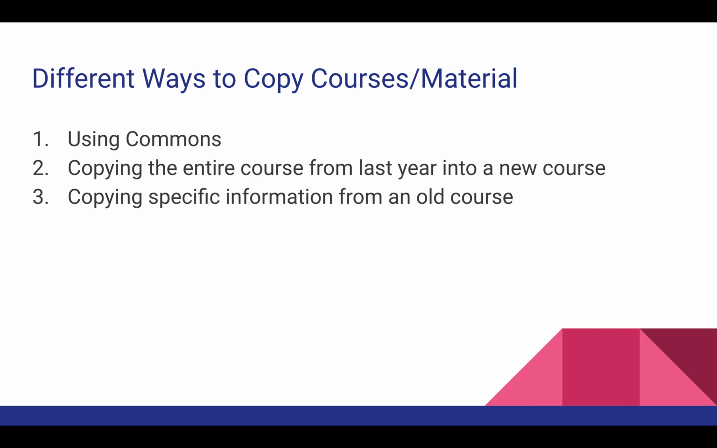One would be if you used Commons last year to save a lot of your information or all of it. The second way would be if you want to copy an entire course from last year, every single bit, over into a new course from this year. And then the third way we'll talk about is how you can copy just specific information from an old course. So let's say that there's something from last year you know for a fact you won't need this year. You could just select the information that you want instead of copying everything over.